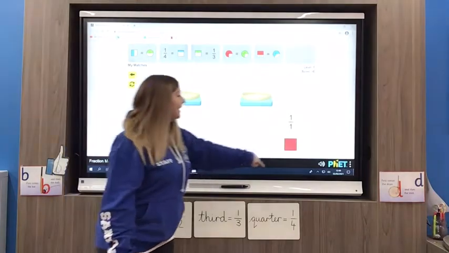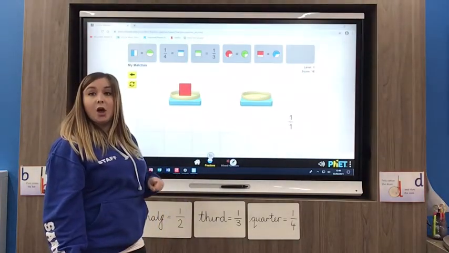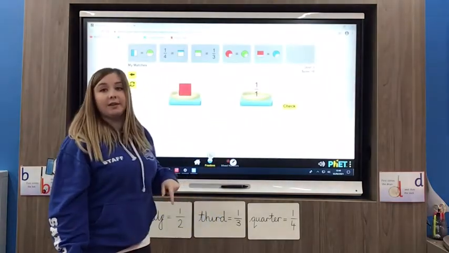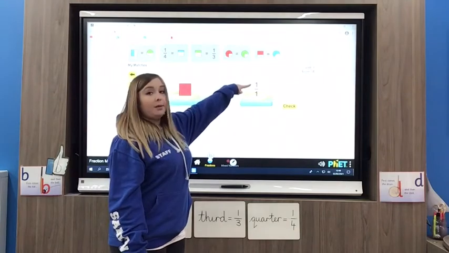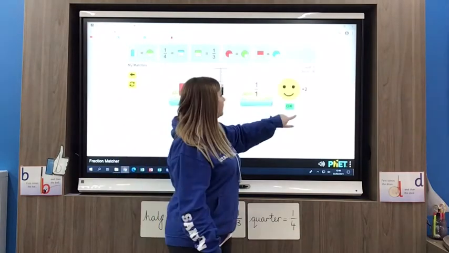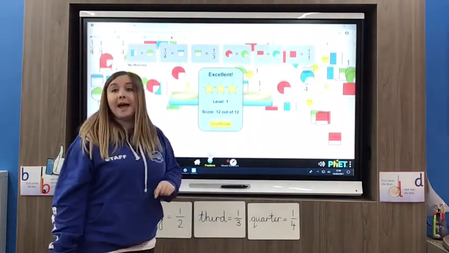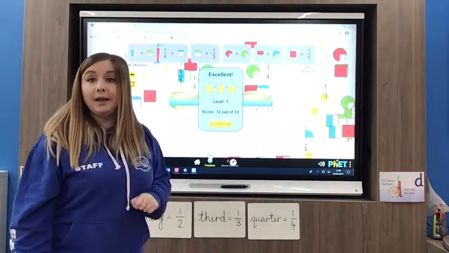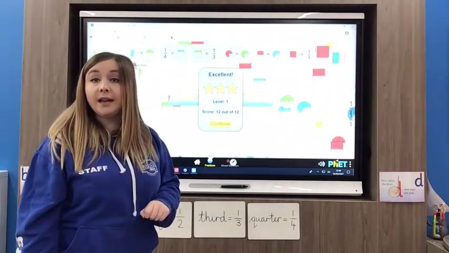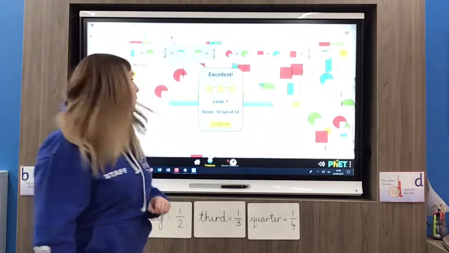And then finally, I've got all of the square shaded. We've got the whole, which we represent as a fraction that way. We've got the 1 piece out of the whole. Now, I'm not going to carry on to level 2, but I will send the link out to you via Marvellous Me so that you can play the game at home as well.